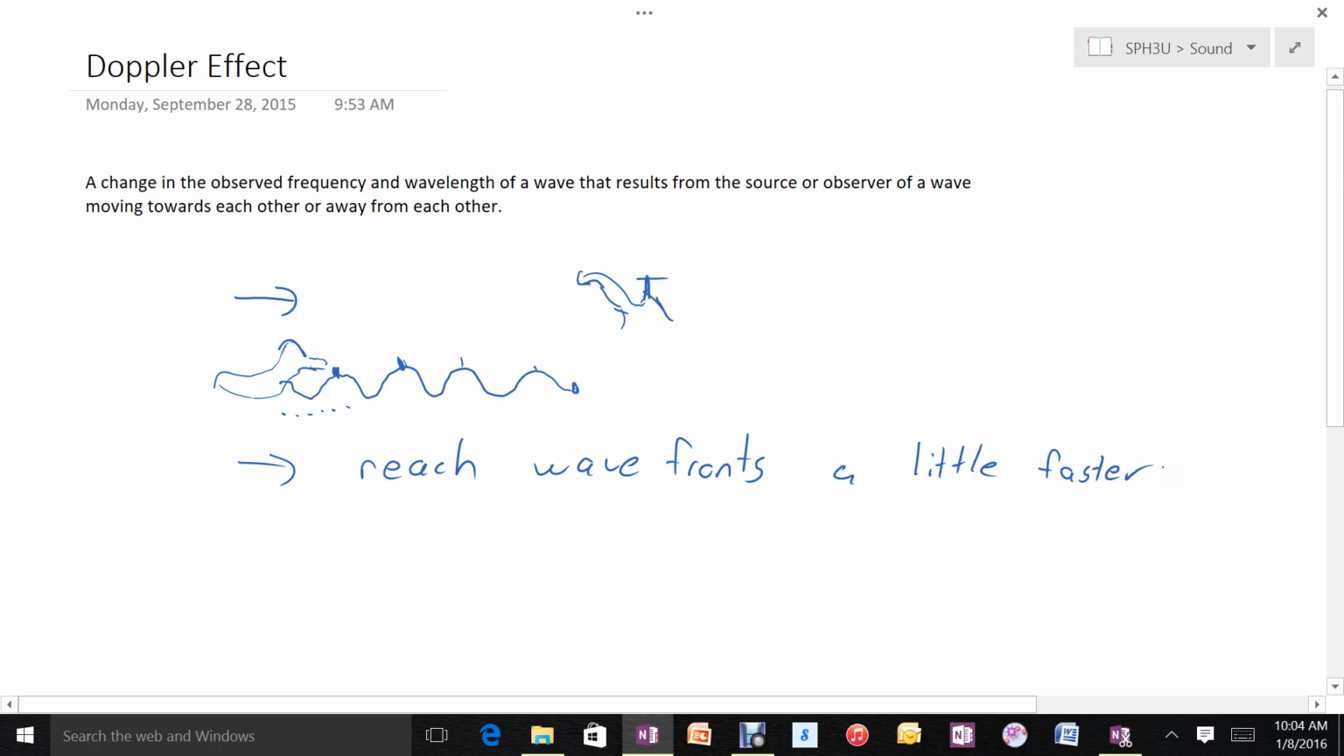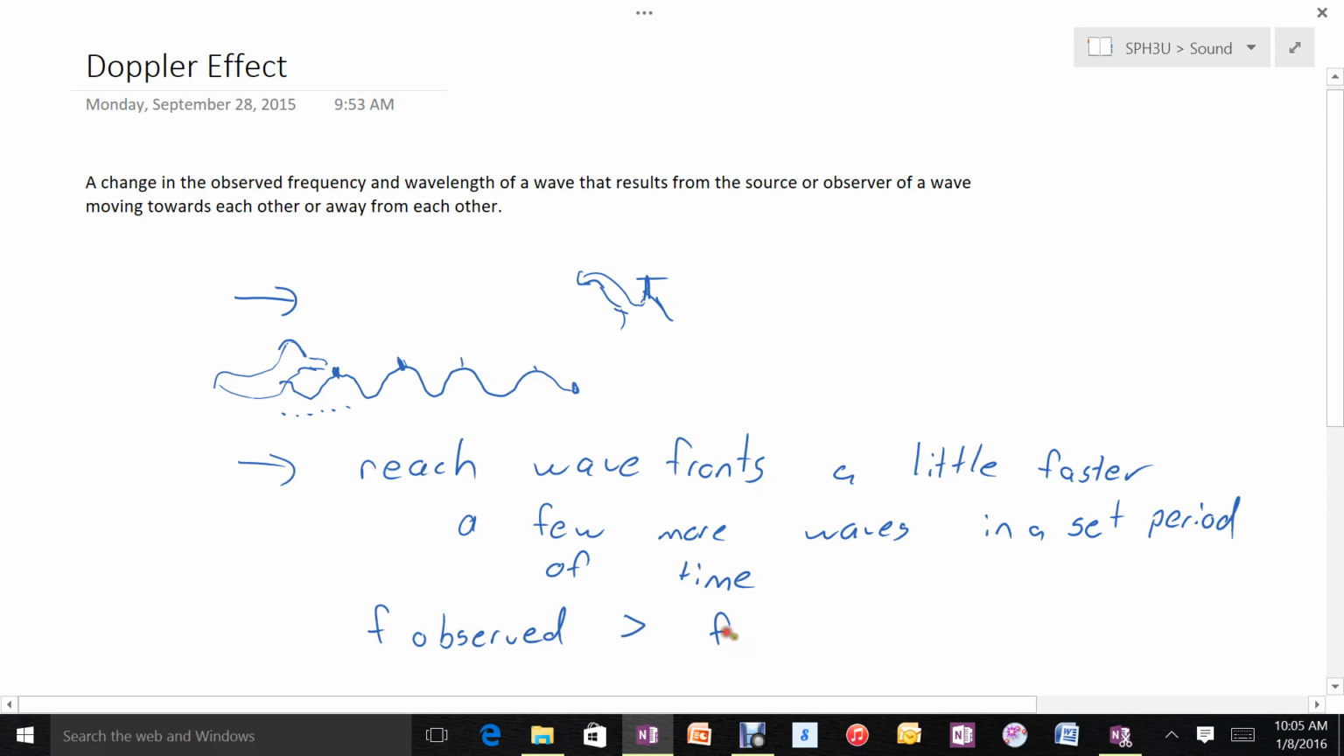This means it will experience a few more waves in a set period of time. If it experiences a few more waves in a set period of time, that effectively means the frequency that it observes will be greater than the frequency generated by the tap. This is all if the duck moves towards.